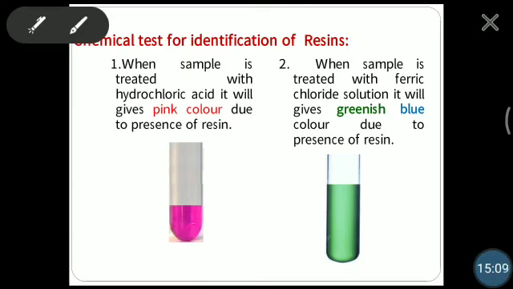Then let's discuss the next point, that is chemical tests for the identification of resins. First test: when a sample containing resin is treated with hydrochloric acid, it gives a pink color due to the presence of resin. Then when a sample containing resin is treated with ferric chloride solution, it gives a greenish blue color due to the presence of resins.